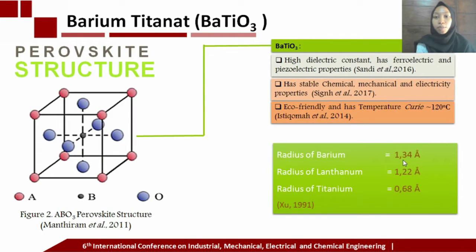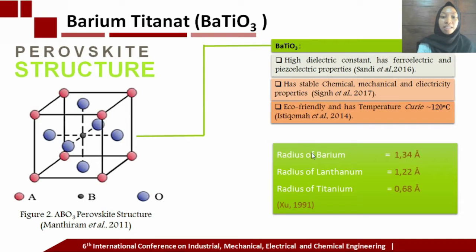The raw material that we use is barium titanate. We choose barium titanate because it has a high dielectric constant, has ferroelectric and piezoelectric properties, has stable chemical, mechanical, and electrical properties, is eco-friendly, and has a Curie temperature of 120 degrees Celsius.